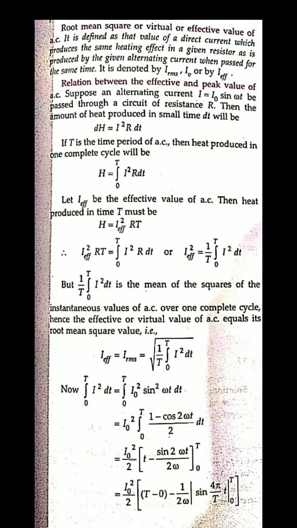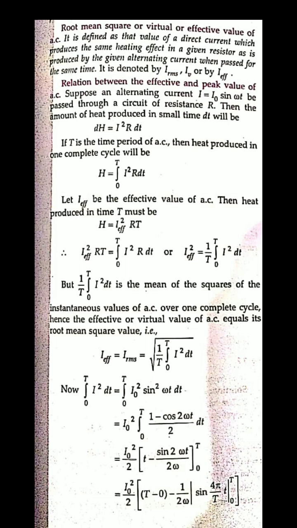So after integration, we get I effective squared equals 1 by T, integral from 0 to T of I squared dt. Now this term, 1 by T integral from 0 to T of I squared dt, is the mean of the square of the instantaneous value of AC over one complete cycle. So I effective equals the root of this. So we have to find out this integration value.